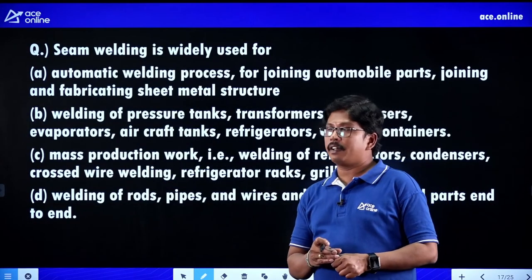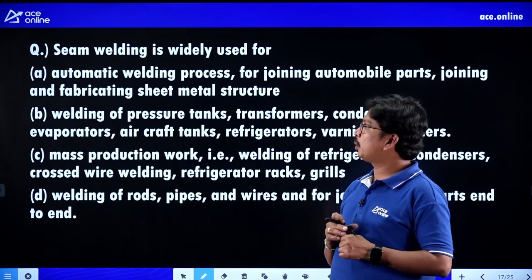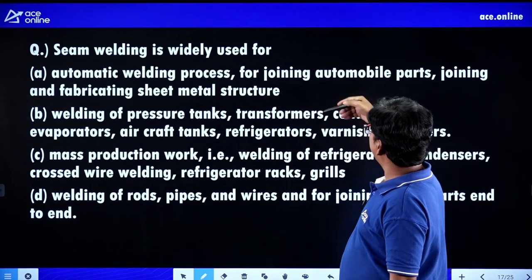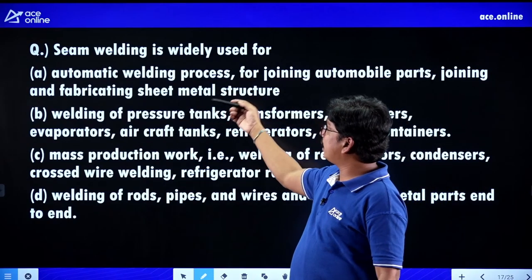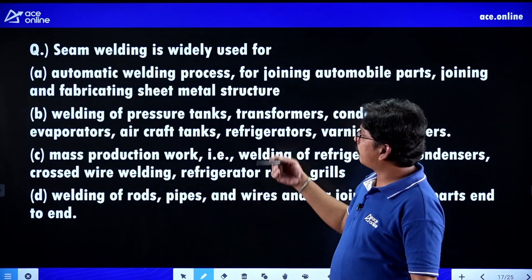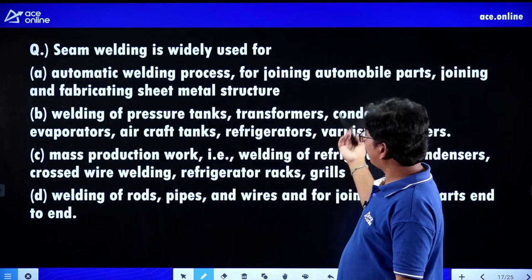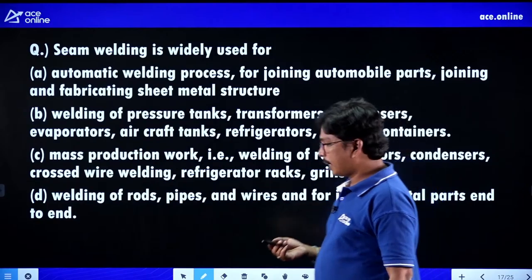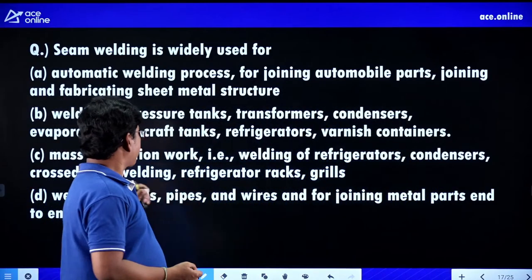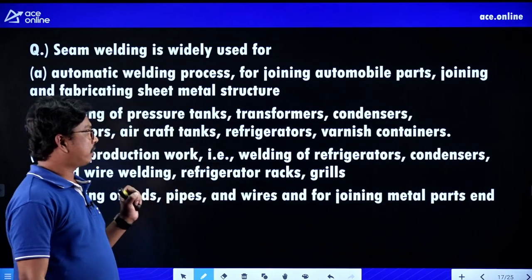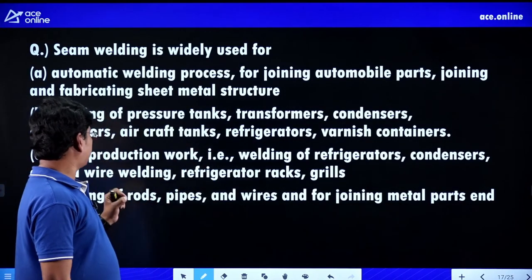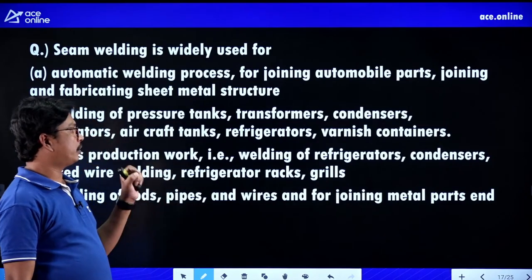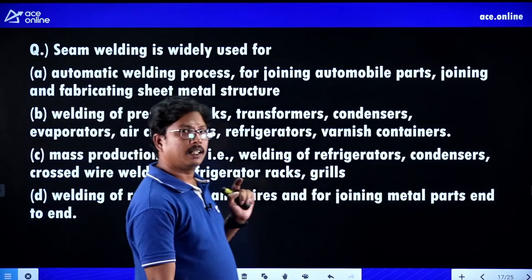Seam welding is widely used for where? Option A: automatic welding process for joining automobile parts or fabricating sheet metal structures, or it is used for welding of pressure tanks, transformers, condensers, evaporators, aircraft tanks, refrigerators, or varnished containers. Right? These are the applications: mass production work, welding of refrigerators, condensers, crossed wire weldings, refrigerator racks or grills, welding of rods, pipes, and wires, and joining metal parts end to end. So these are the given applications.